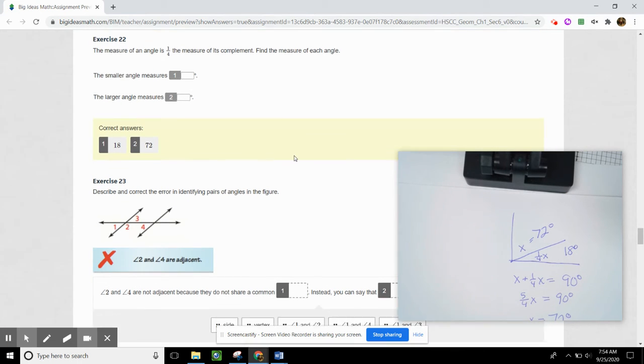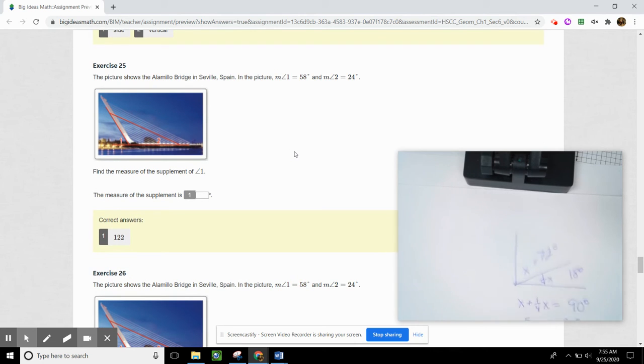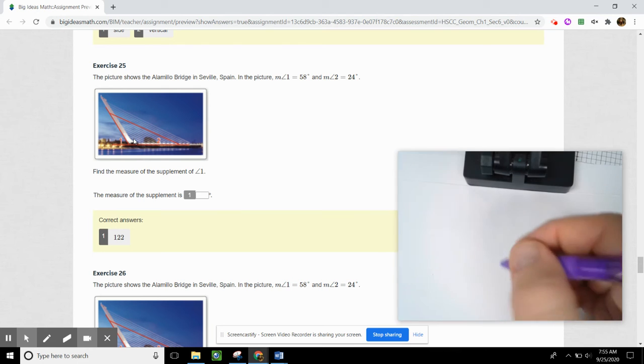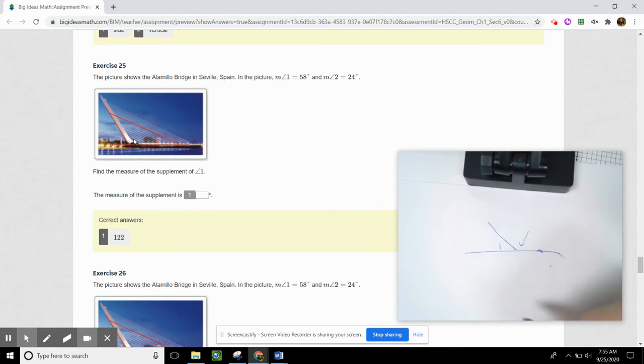I'd like to move on to question 25. This picture shows the bridge in Seville, Spain. In the picture, measure angle 1, which is over here, is 58, and the measure of angle 2 is 24. Find the supplement of angle 1. So they're just talking about this angle right here, and they form a linear pair. So we're just looking at this part right here.